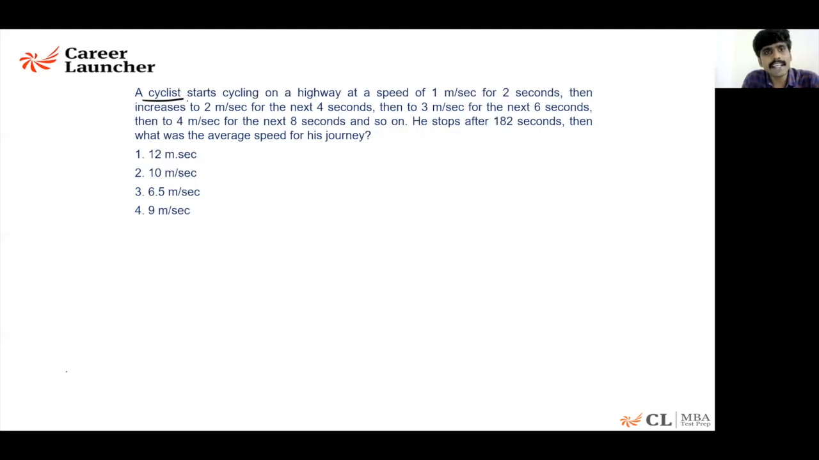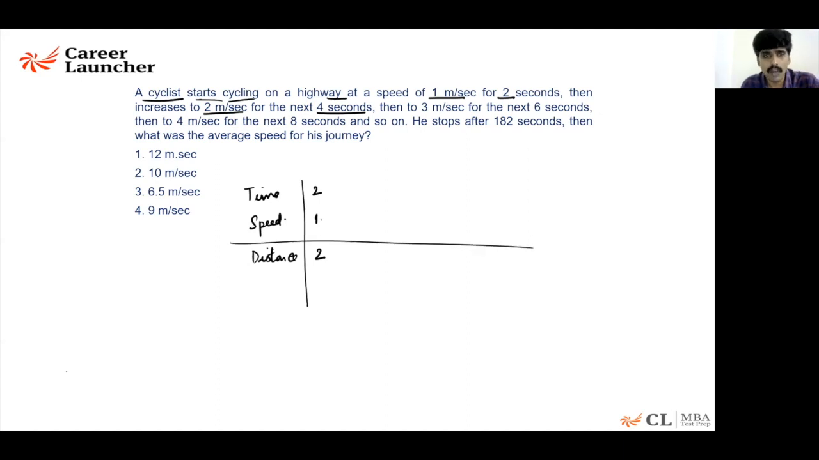Next question. A cyclist starts cycling on a highway at a speed of 1 meter per second for 2 seconds, then increases to 2 meters per second for the next 4 seconds. Okay, wait a minute. Time and speed. As a result, you'll get some distance. For the first 2 seconds, your speed is 1. As a result, the distance traveled is 2. The next 4 seconds, your speed is 2. As a result, the distance traveled is 8.